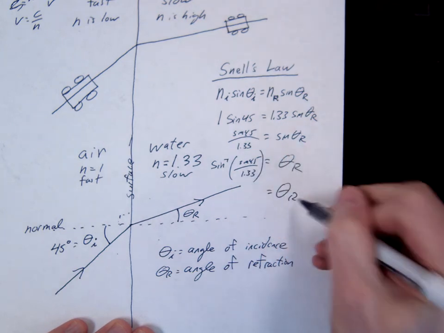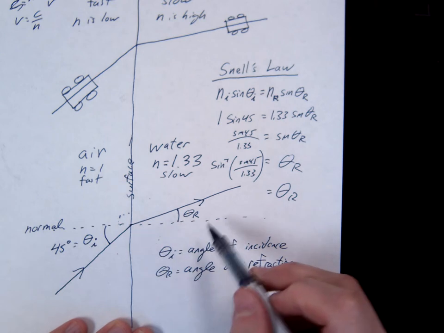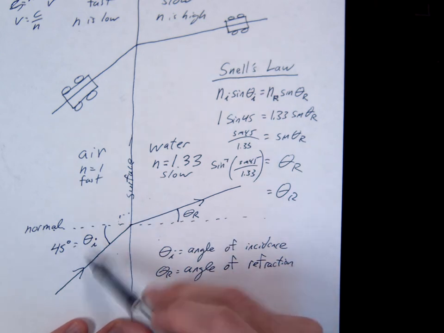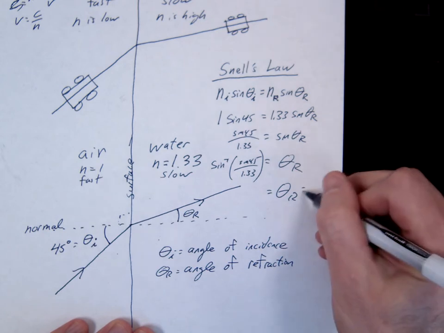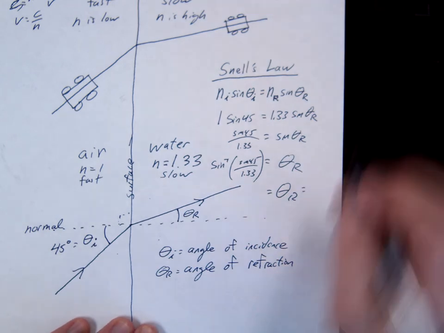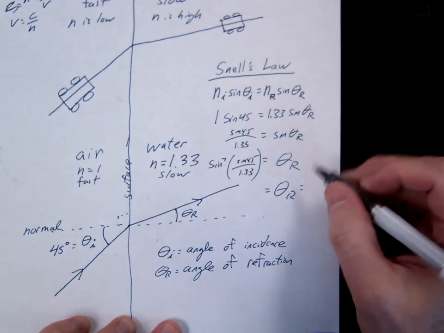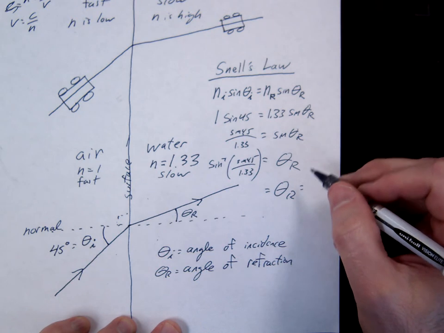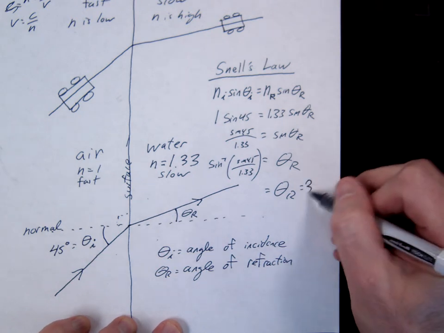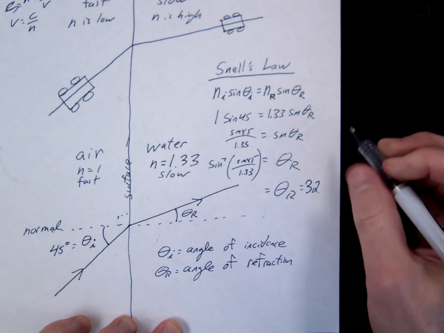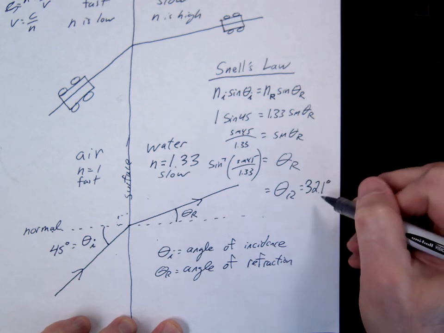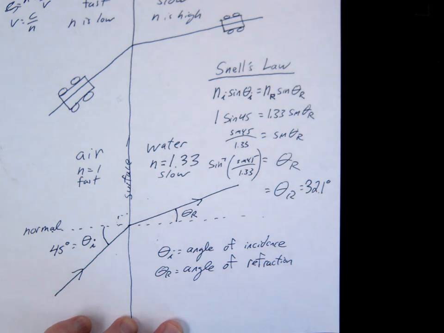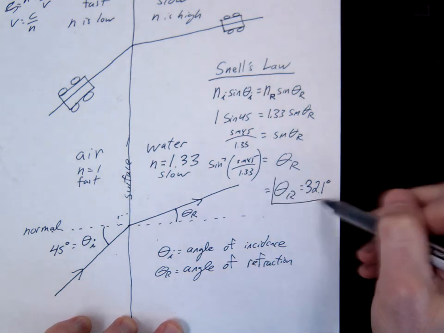Now according to my picture, what should be happening to the angle? Should it be greater or less than 45? Less. So always do that check on yourself. Make sure your answer is consistent with your prediction. What's the answer? 32 point what? By the way, make sure you're in degrees mode. If you're in radians mode, check it.